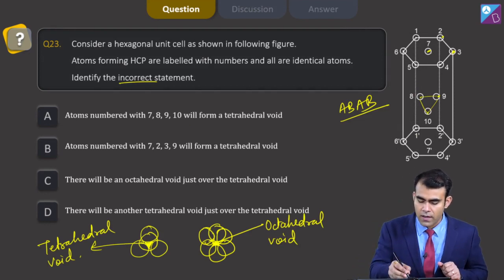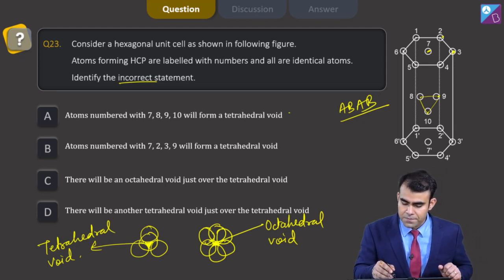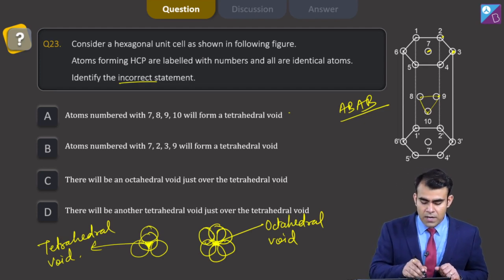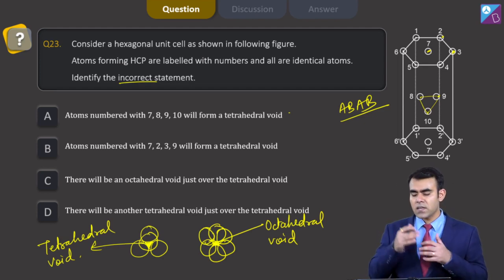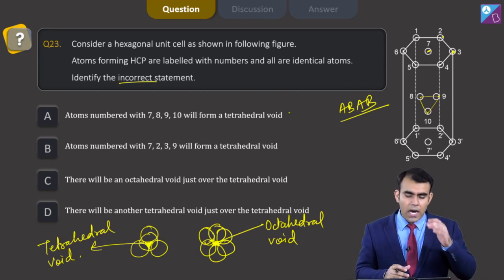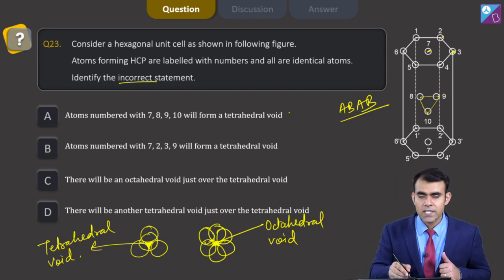So this is not the answer. Then atoms numbered 7, 2, 3 and 9 are forming a tetrahedral void. Yes, they are forming a tetrahedral void. There will be an octahedral void just above the tetrahedral void. We have just seen that above a tetrahedral void we are finding a tetrahedral void only. So this statement is incorrect.